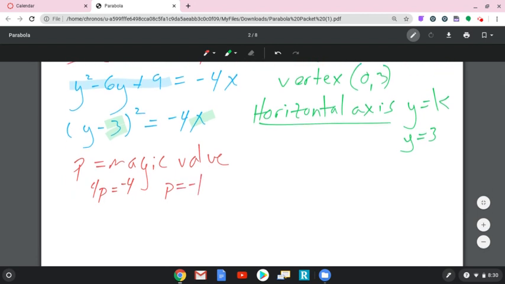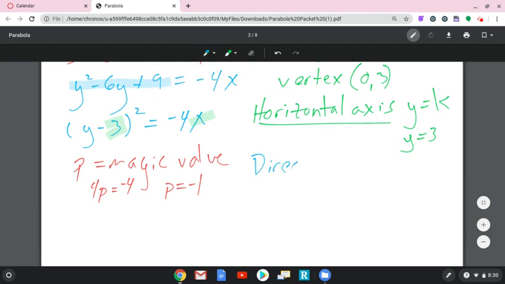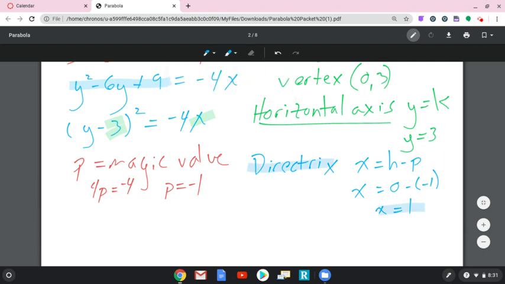Now, how does that help me? The equation for our directrix. My equation for my directrix in this case was x equals h minus p. So I look at h. H is 0. P is negative 1. I'm subtracting a negative 1. Well, when you subtract a negative 1, we're actually adding. So x equals 1 is my directrix. That is a vertical directrix.